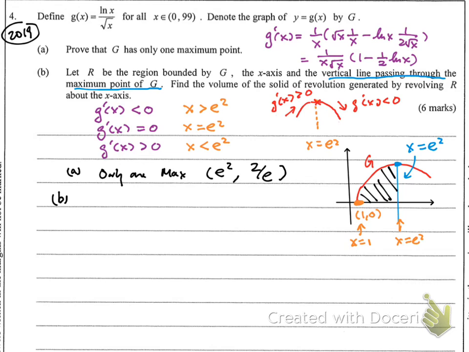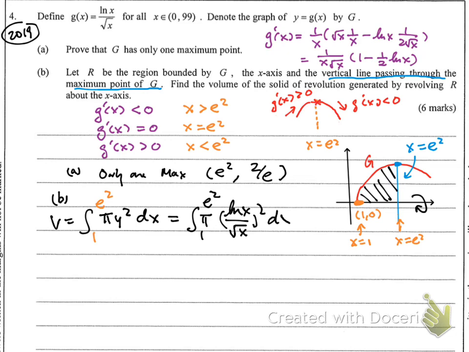It is revolving about the x-axis, so the volume will be the integration from 1 to e squared. We just discussed the boundary, and that is pi y squared dx. Y will be log x divided by square root x, so that is pi times the integral from 1 to e squared of (log x divided by square root x) squared dx. That is the answer if we can find the value of this integral, then we have the volume.